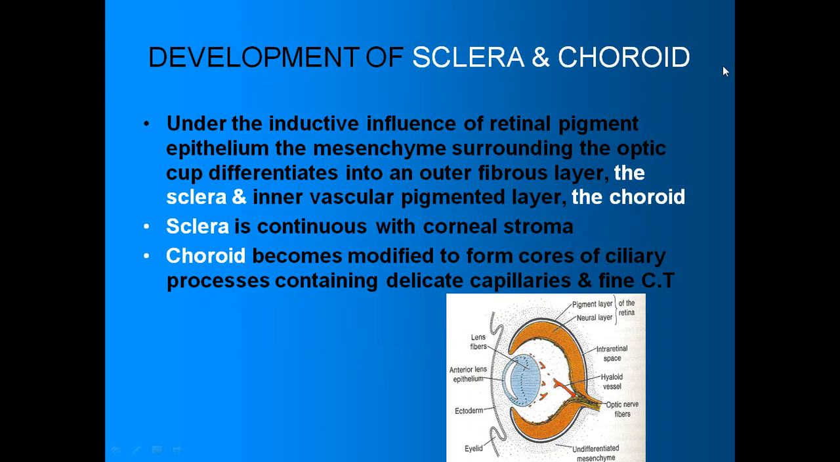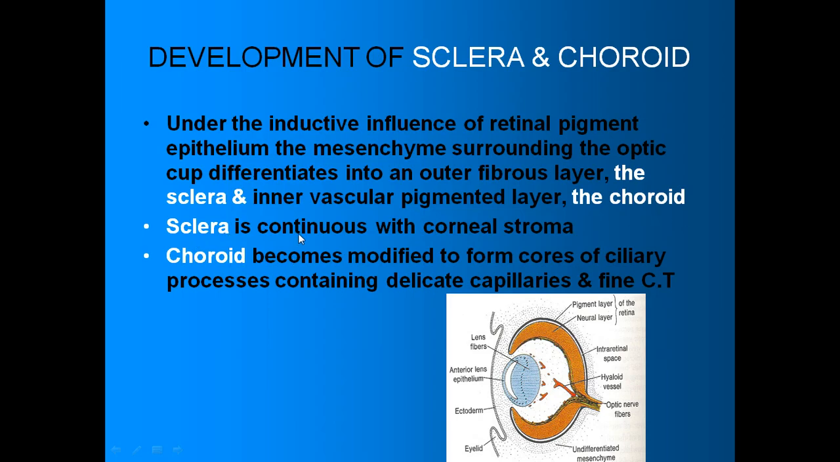Now, development of the sclera and choroid is very simple. Under the inductive influence of the retinal pigment epithelium, this pigmented epithelium, the surrounding mesoderm will get thickened to form the outer fibrous connective tissue coat called the sclera and an inner vascular pigmented coat. Here, blood vessels are there, blue and red colored noodles will come. That is called the choroid.